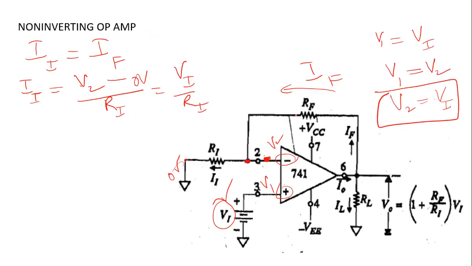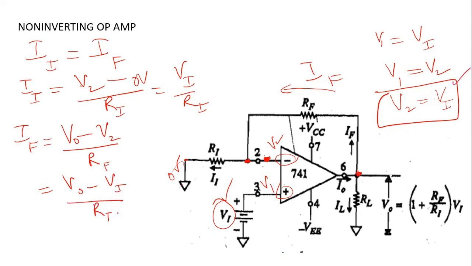And now, what is the current across this feedback resistor? It will be the voltage at this point minus the voltage at this point, divided by the resistance. So IF will be equal to V naught minus V2 upon RF. V naught minus V2 is V naught minus VI, as we discussed before, upon RF. This is your IF.